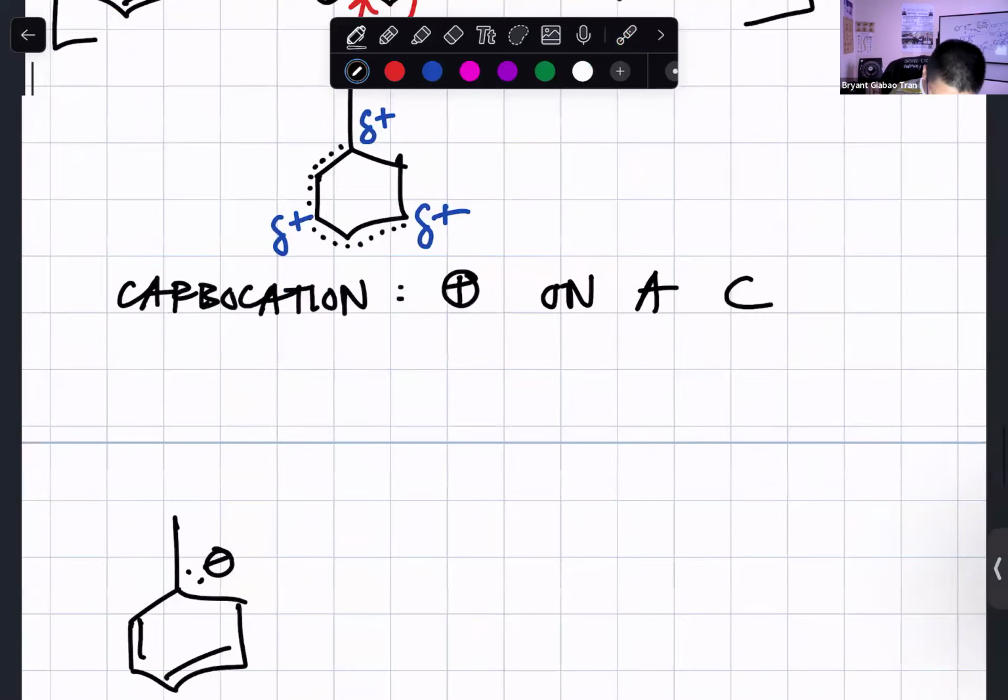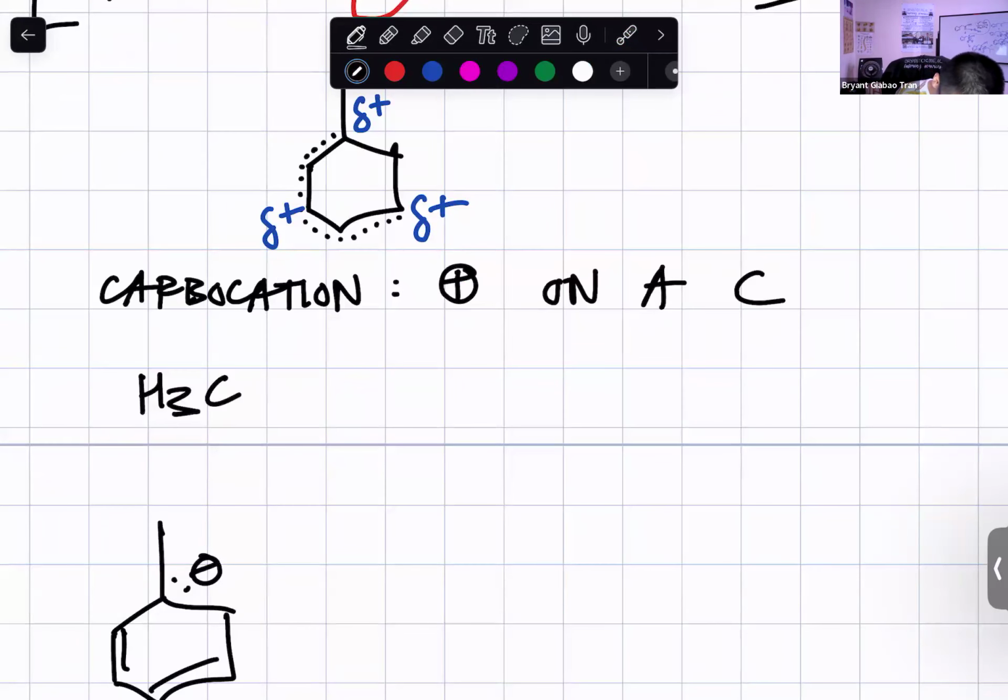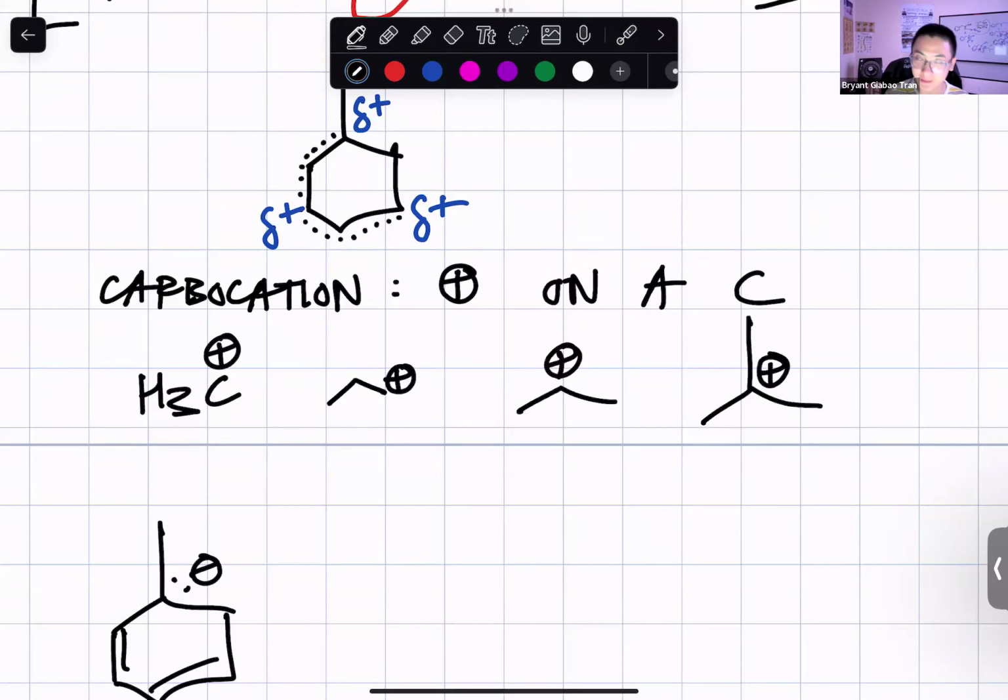So I'm going to show you a methyl carbocation, a primary carbocation, a secondary carbocation, and a tertiary carbocation. And I'm going to stop there because in 118B you're going to learn more about the details of this, but this is what you need to know for 118A. Okay.